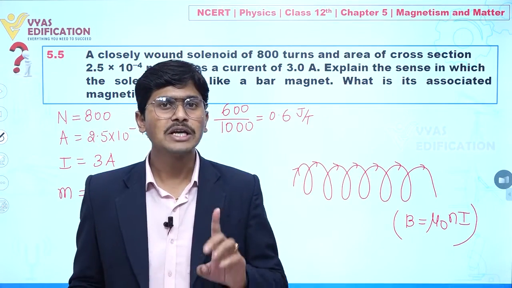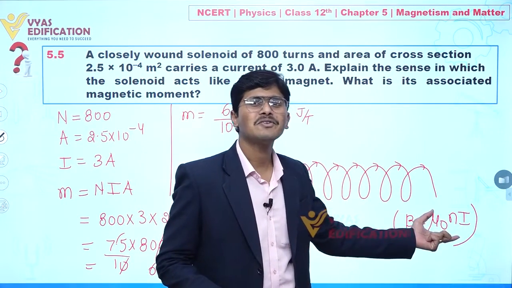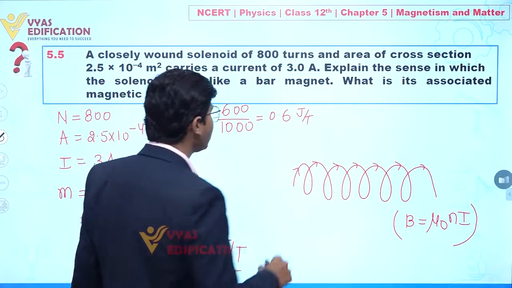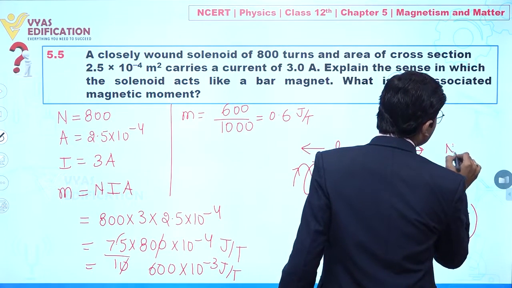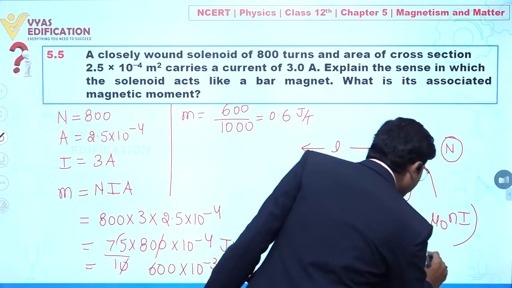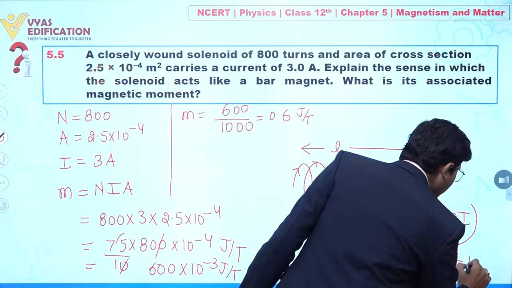Very, very important: generally students commit a mistake here. They write here number of turns. This is not the number of turns, this is the number of turns per unit length. So let's suppose I take the total number of turns as capital N, and the length as L. Then you can write this is equal to mu naught capital N divided by L multiply I.